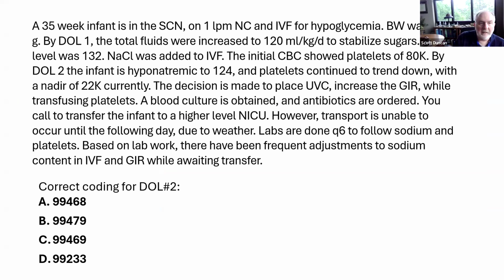So let's look at another baby. This is our baby is a 35-weeker on a liter nasal cannula and IV fluids for hypoglycemia, 1,720 grams birth weight. Fluids are increased to 120 per kilo on day 1. Sodium's 132. You add sodium to the fluids. Initial blood count shows a thrombocytopenia with platelet count of 80. By day 2, the infant's hyponatremic to 124. Platelet counts are now down to 22,000. You decide to place a UVC, increase the GIR, and transfuse platelets. In a blood culture, antibiotics transfer the infant to a higher level NICU.